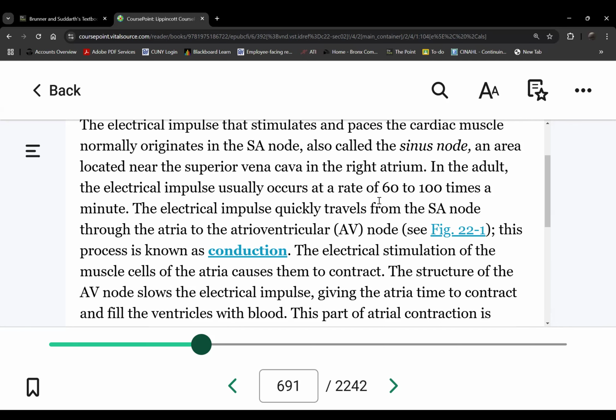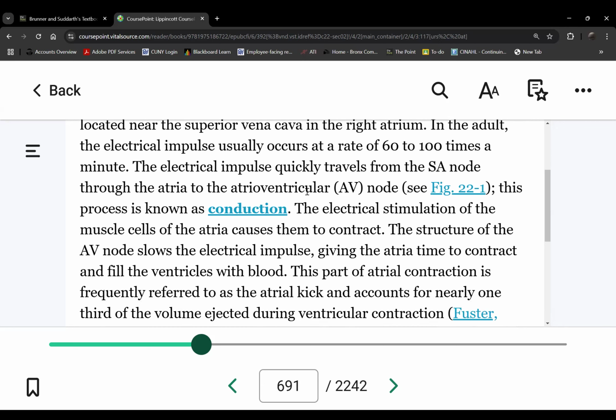The secondary pacemaker is called the AV node, or the atrioventricular node. By its name, it's located between the atria and the ventricles. I'll show you a picture shortly. This is still a pacemaker. However, it's only a backup pacemaker. Unlike the SA node, which is capable of firing 60 to 100 electrical impulses, the AV node is only capable of 40 to 60 per minute. So yes, it can sustain life, but not primarily.